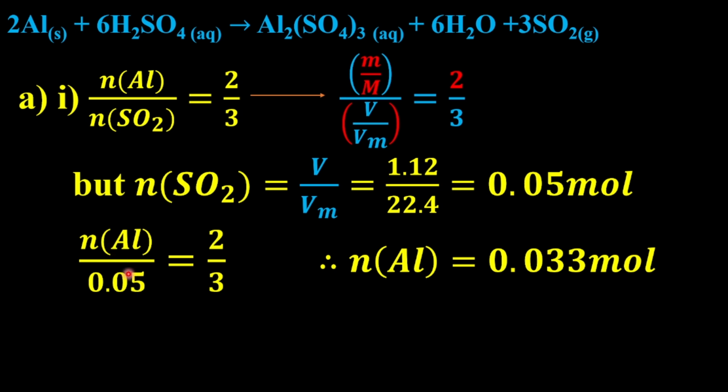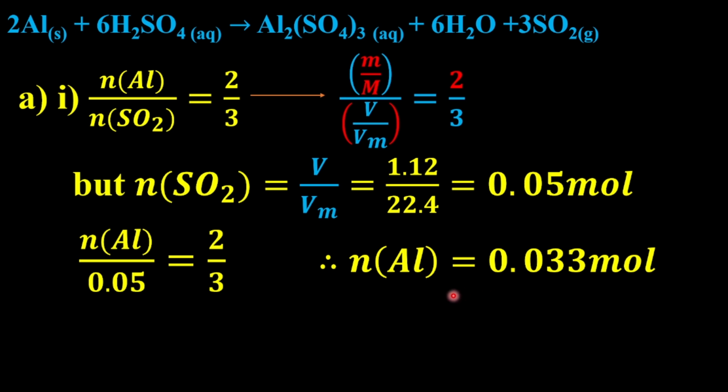So we have replaced this whole thing here with 0.05. So we can now multiply and determine the mole of aluminium. But take note, when you multiply, that is 2 times 0.05 divided by this 3, that is the 3 moving to this side. You divide and you get 0.033 mole.